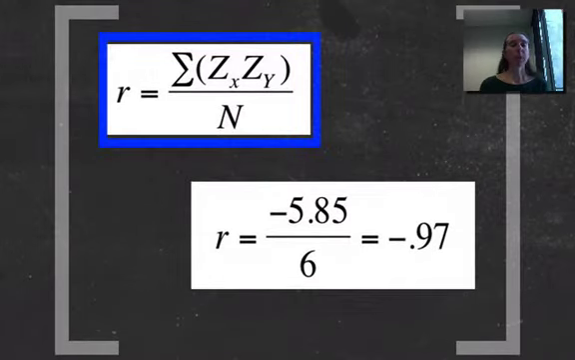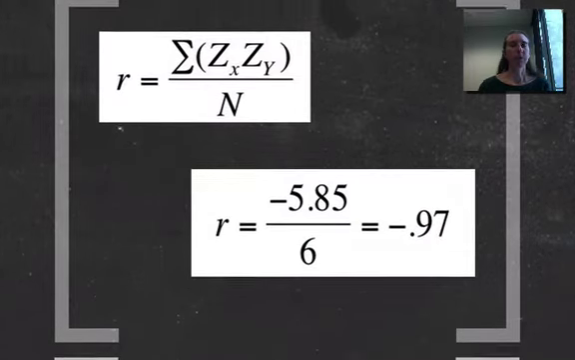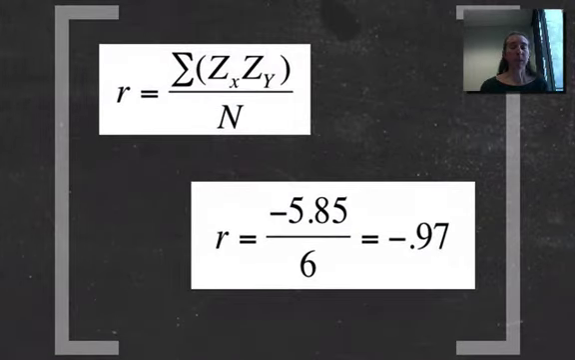So here's the actual formula for r. We take the sum of my z-scores multiplied together and divide by the number of people. So again, going back to our table here, we have our sum there after we added those up was negative 5.85. And so we're just going to divide that by the number of people, which is 6, which gives me the same answer of r equals negative 0.97.